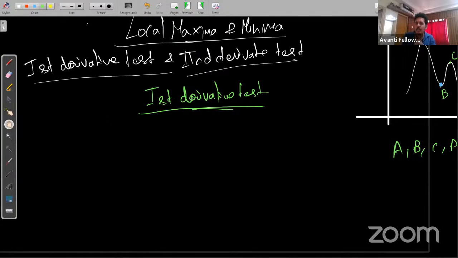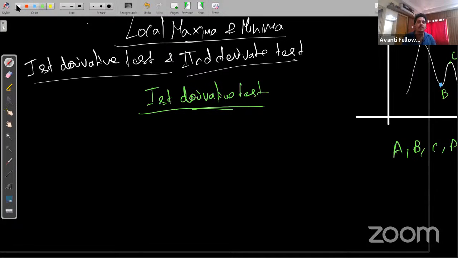Rajamma, you can't say local and global are the same. Local means for a particular region. Global means you have to see the whole curve. How to find local maximum, how to find global maximum and minima, I will tell you, Rajamma. Understanding or not? Yes, everyone understood now? Give me confirmation.